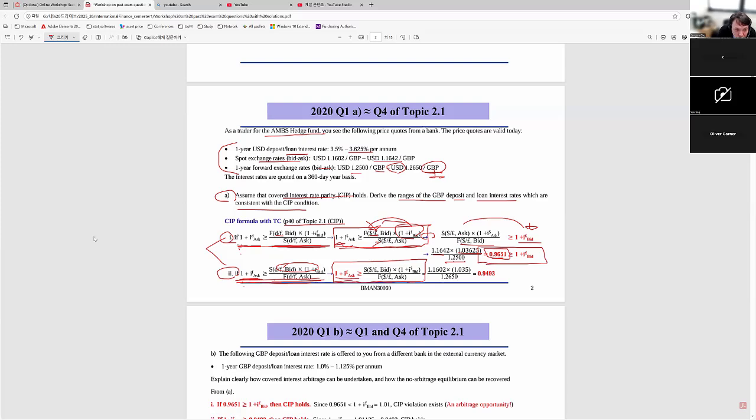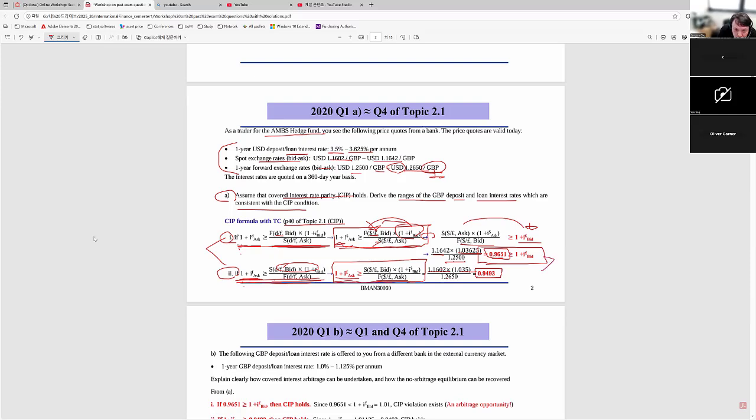We can just plug in the number. So the dollar bid rate is 3.5%, and the forward rate, the ask rate, is 1.2650. Once you plug in all these numbers, you get 0.9493.